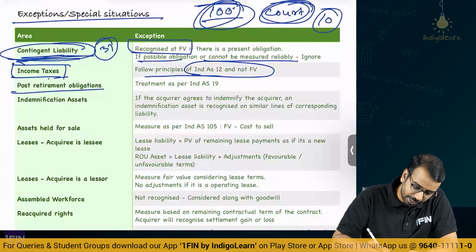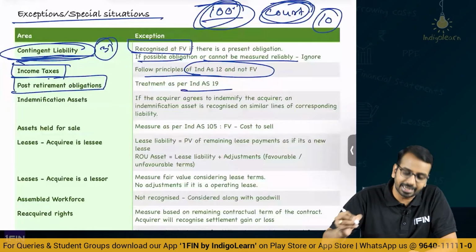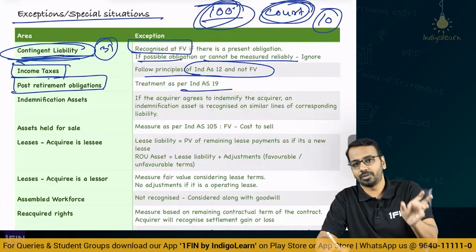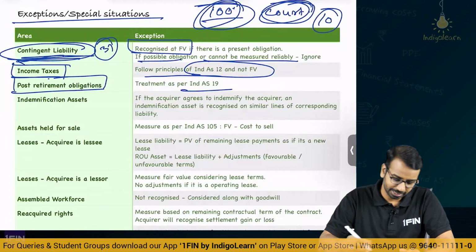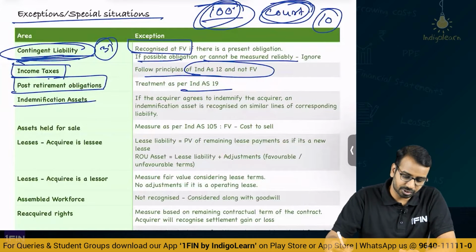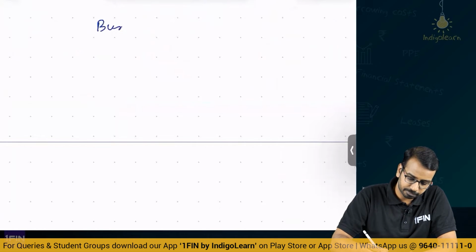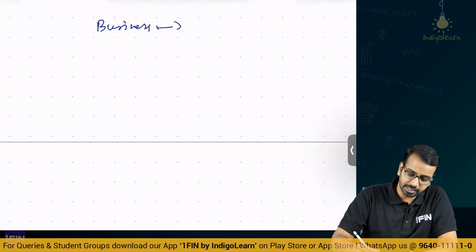Then post-retirement obligations, if there are any, will be treated as per Ind AS 19 and not as per fair value under Ind AS 103. Then indemnification assets. Now indemnification asset, let us say we acquired a business. On this business there is a court case going on.